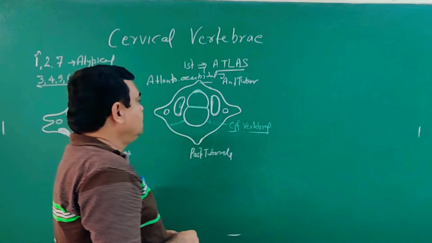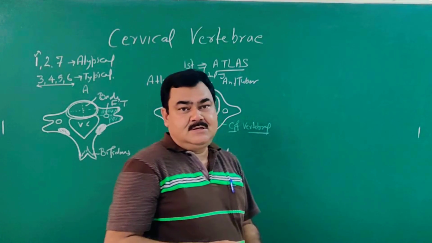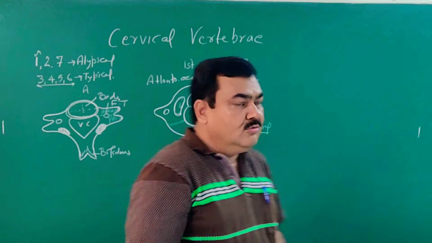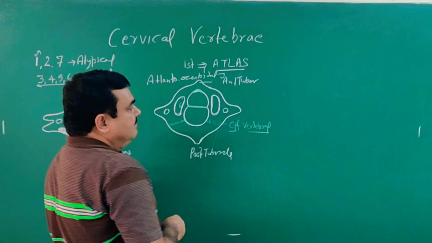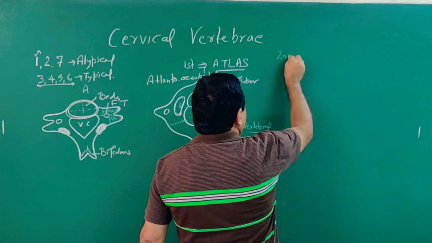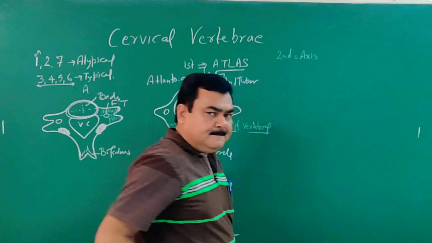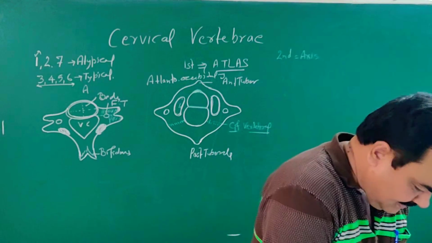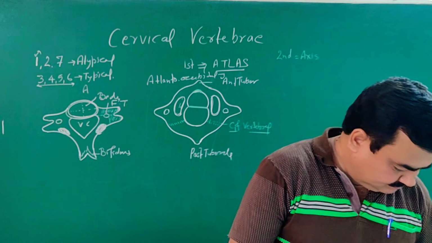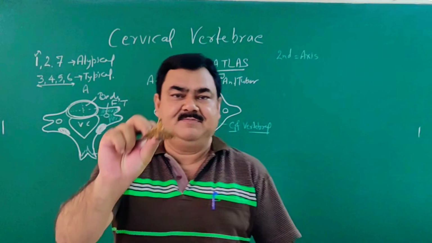So this is all about the first vertebra. Now we'll discuss the second vertebra. The second vertebra is the axis vertebra. Here you can see this vertebra is the axis vertebra.